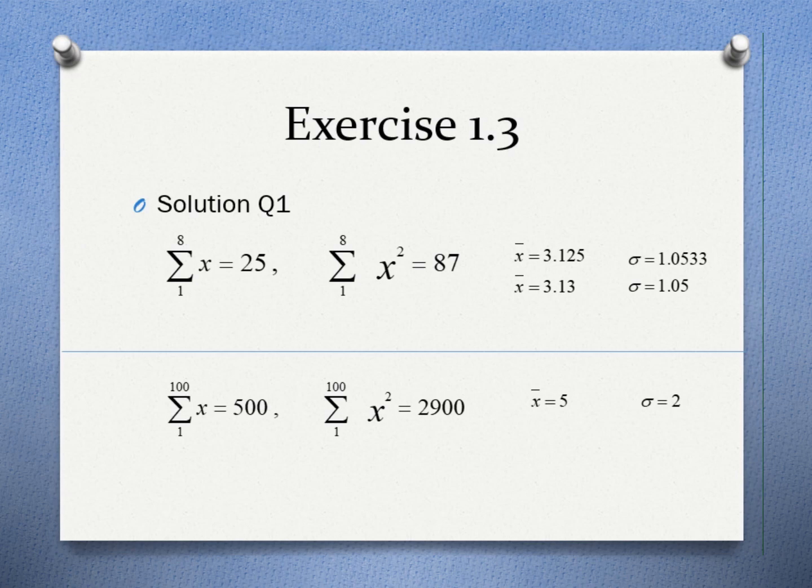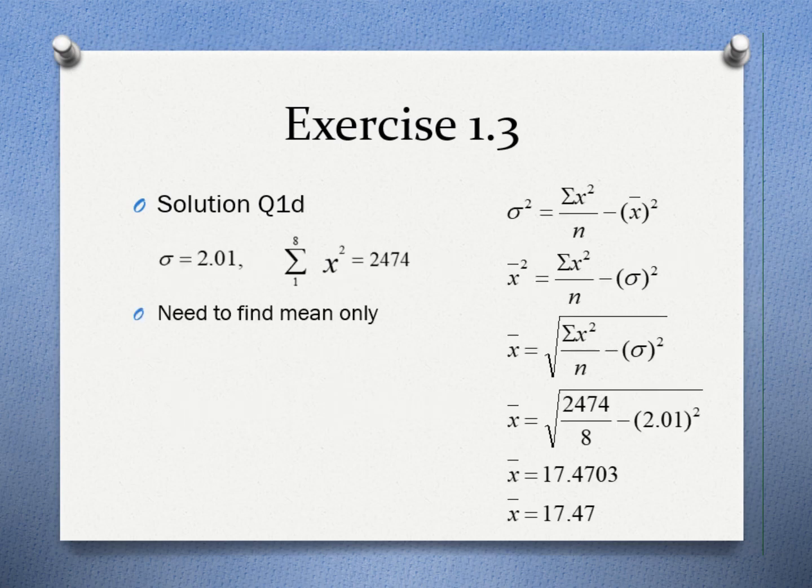Okay, as we are going along, you should be quite well versed with doing exercise 1.3. I would just like to highlight, I think the rest are okay, except A, B, C should be all right. I think the problem will arise when you're doing part D. Part D is a little different, not so different. It's just that here they've given you the standard deviation, and they've given you sigma x squared. They want you to find the mean.